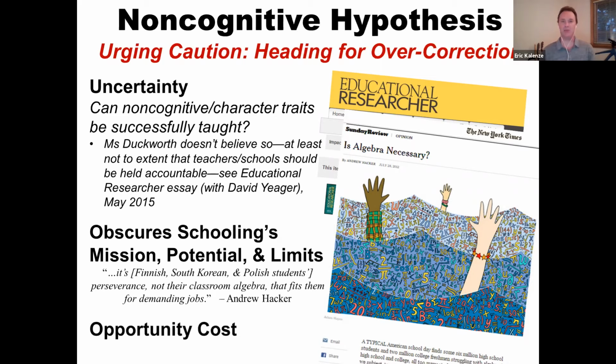And then finally, opportunity cost. So when I was talking back then about urging caution, all of this leads up to this: if we spend many, many hours on developing teachers to be better deliverers and designers of social emotional learning, something's going to have to go. Because we can't do it all. So to me, that was another big reason to really urge caution.